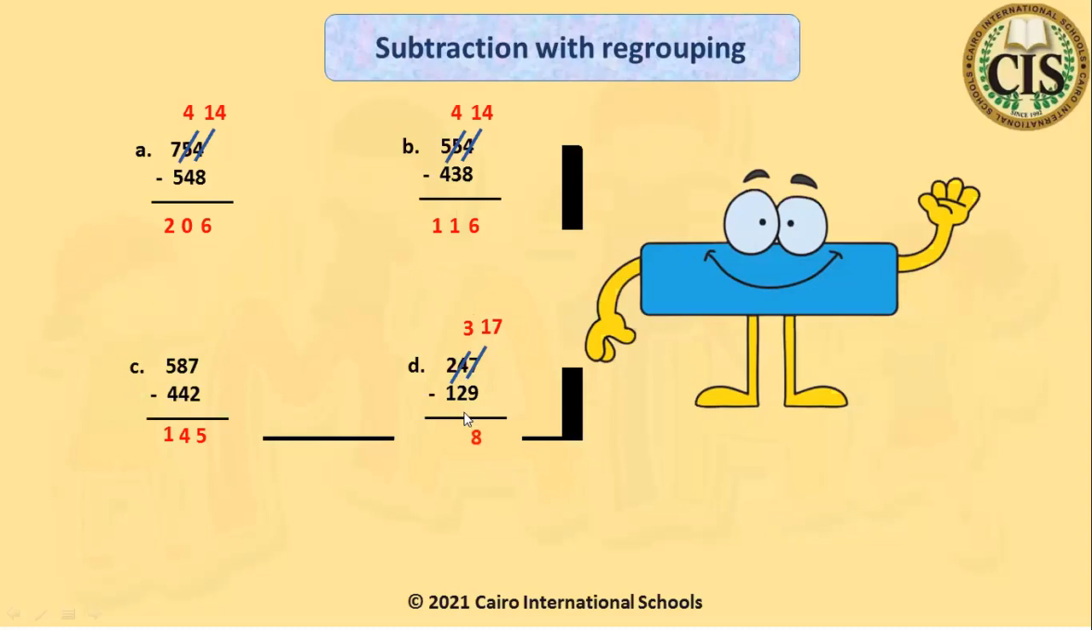equals 1. 2 minus 1 equals 1. The result will be 118. Very good, Kenzie. Excellent. Very good. Thank you, Kenzie.